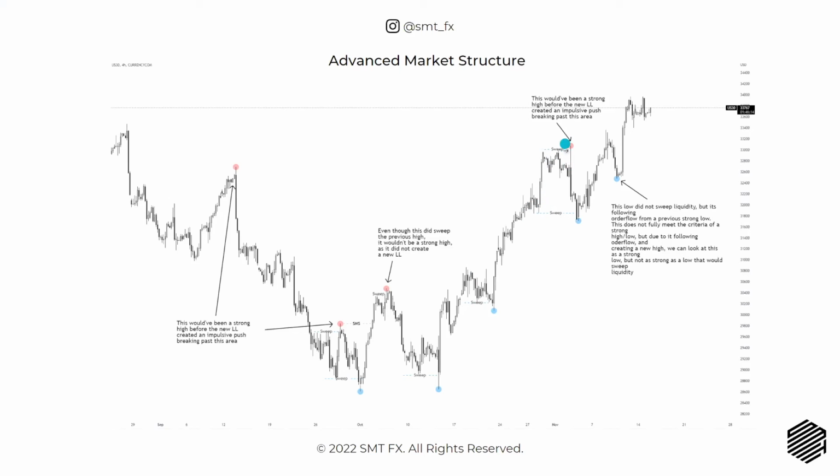We've then had a sweep of liquidity, again, very similar to one of the previous highs here. This would have been a strong high, as it then did break past here, until we then had a further push to the upside. So this is an area that could get quite tricky when people are trying to take their trades, because they think that this is going to be the shift in market structure, but it's not been confirmed yet. And as you can see, we've then had this strong low form, we've had a push to the upside. And this one here, it didn't sweep liquidity.